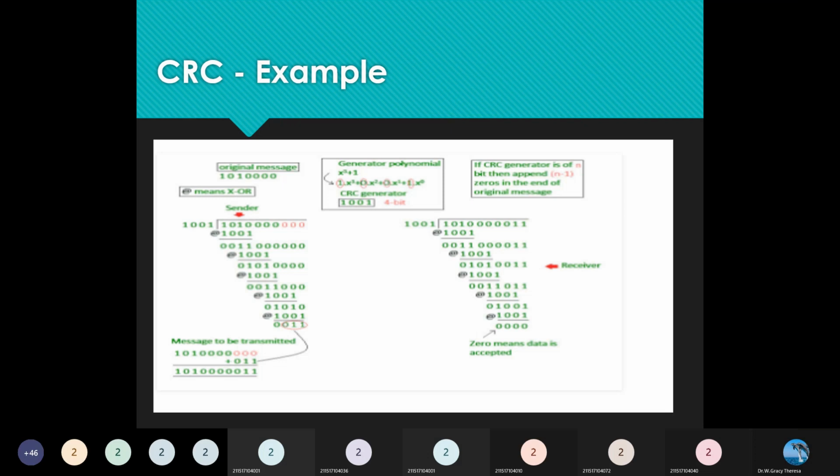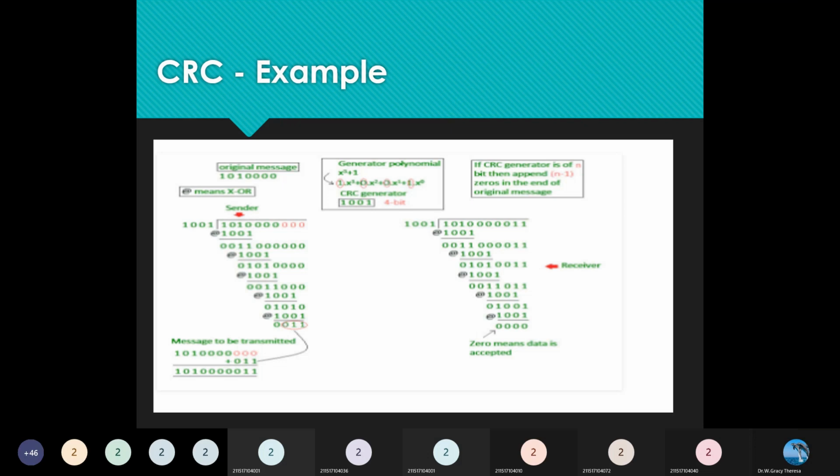That is why we see the error detection topic in the data link layer. These are the techniques we use: the simple parity check, the two-dimensional parity check, as well as the checksum and the CRC. These are the different techniques used in error detection.